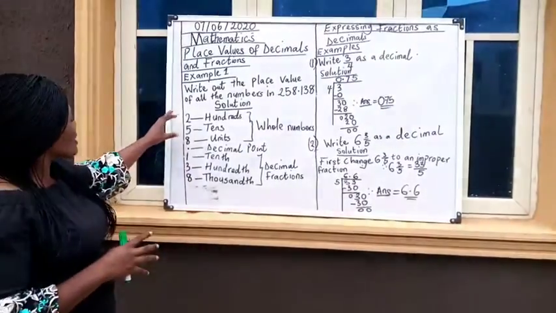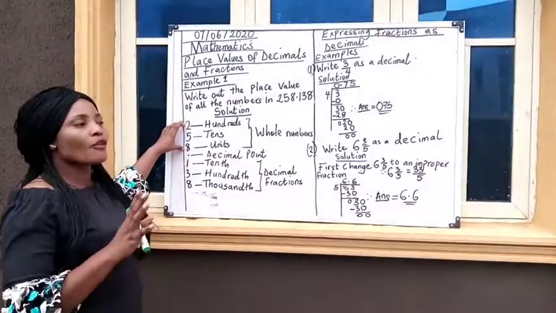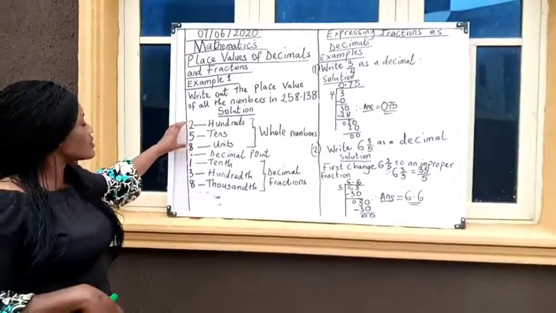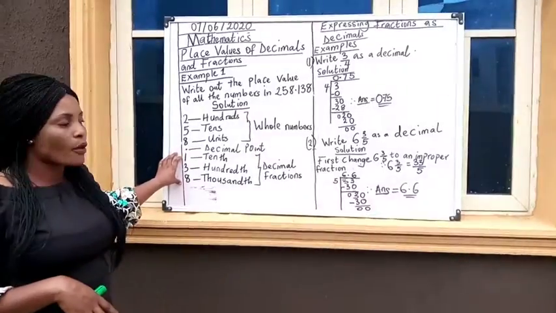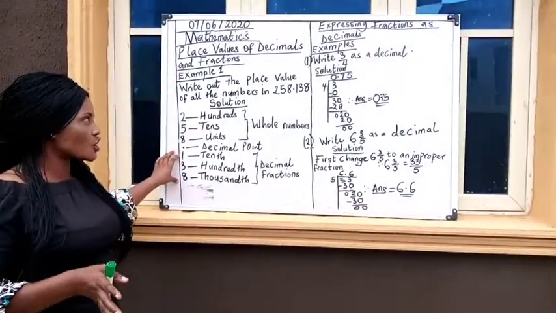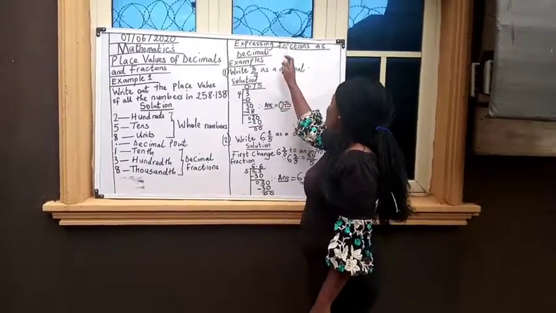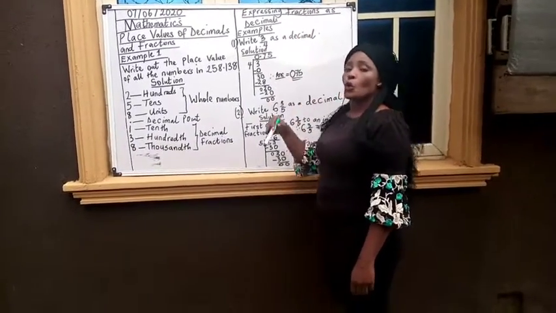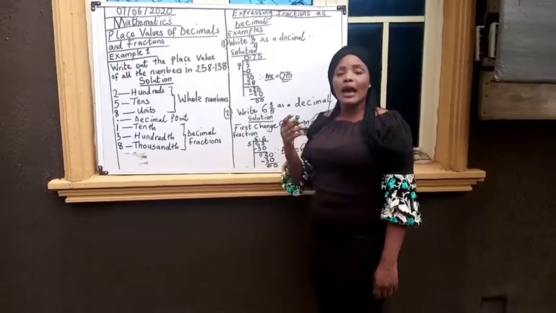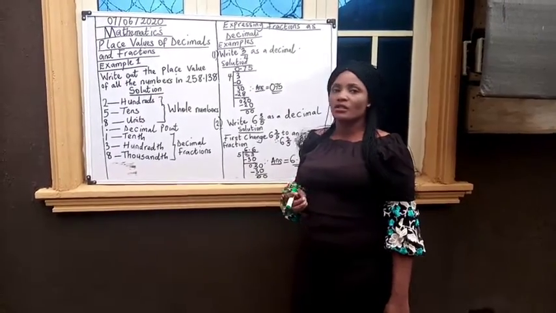So just know that the numbers before the decimal point are the whole numbers, while the numbers after the decimal point are the decimal fractions. So we are moving to another subtopic, which says expressing fractions as decimals. We want to look at how to change your fractions to decimals.